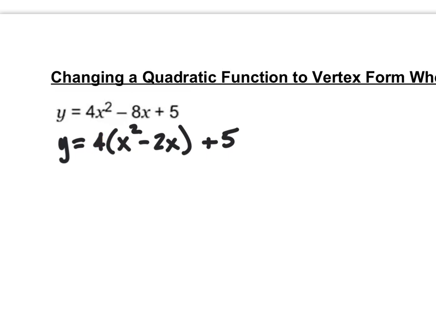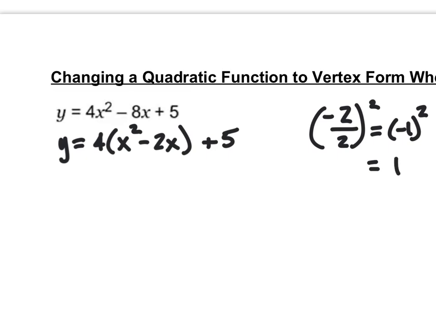Okay, what I want to do here is complete the square on what's inside my parentheses. So I'm going to take -2, divide it by 2, and then square it. That's just going to give me (-1) squared, which is just going to give me 1. So I'm going to do y equals 4 times (x squared minus 2x plus 1).